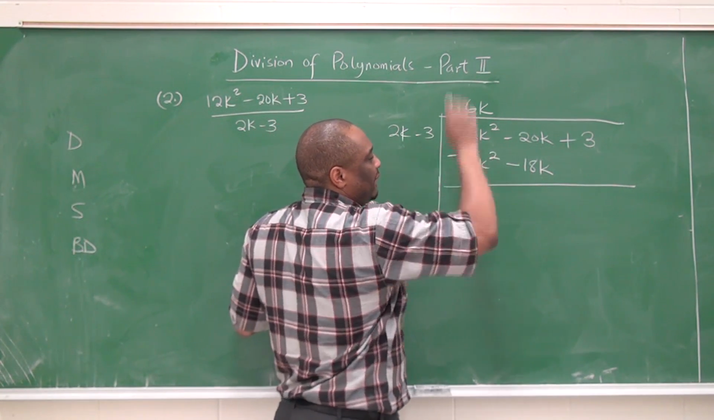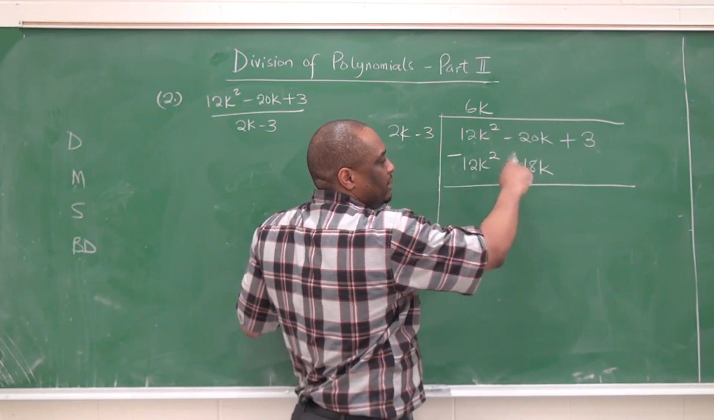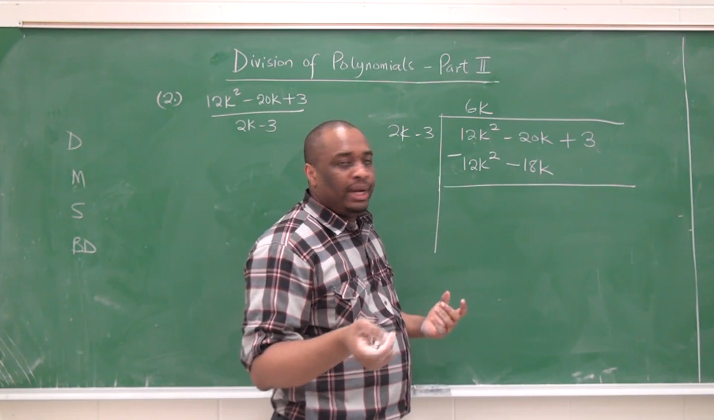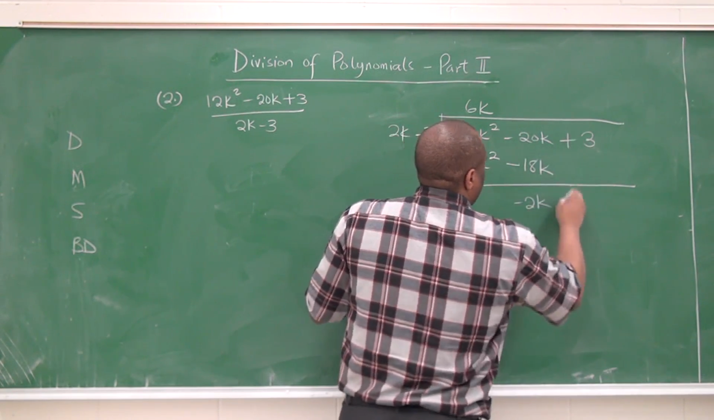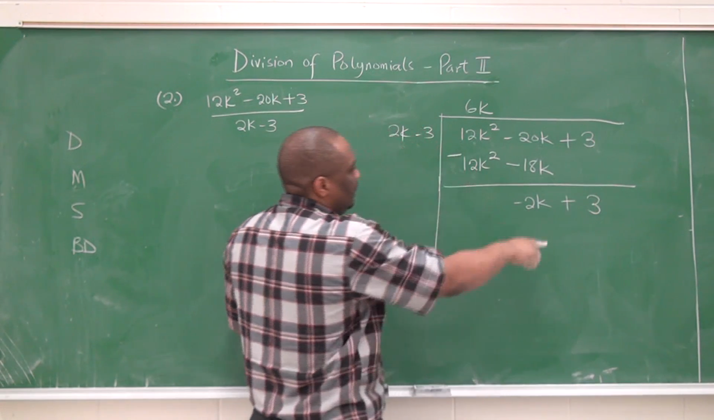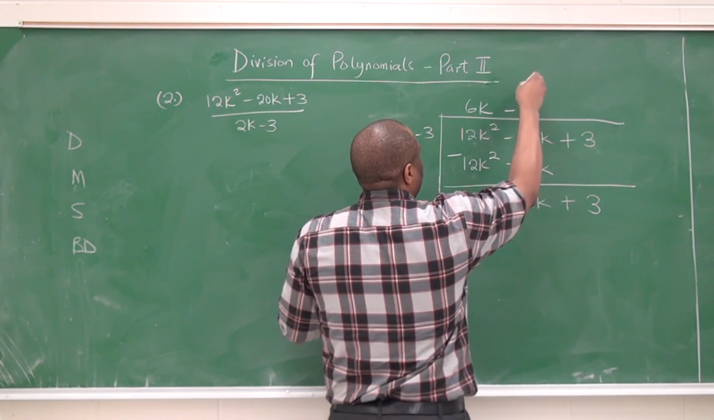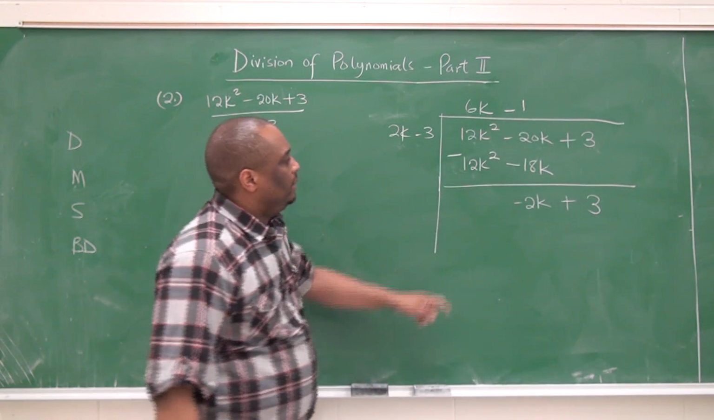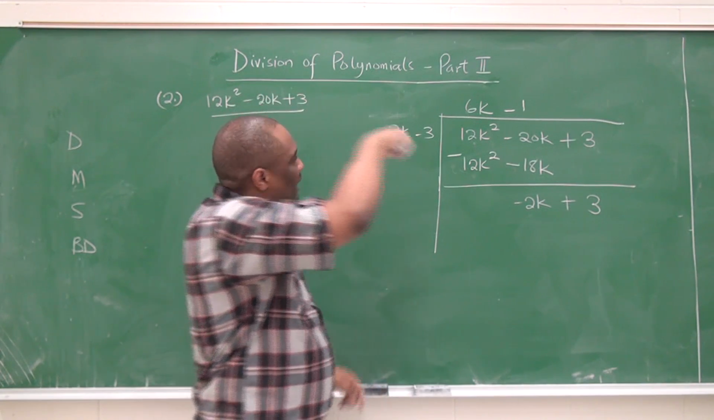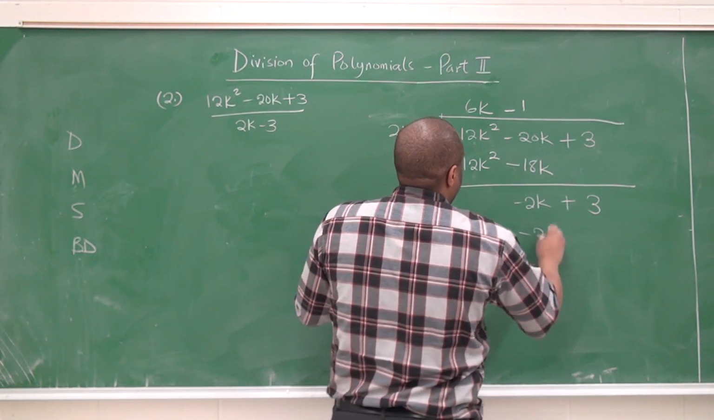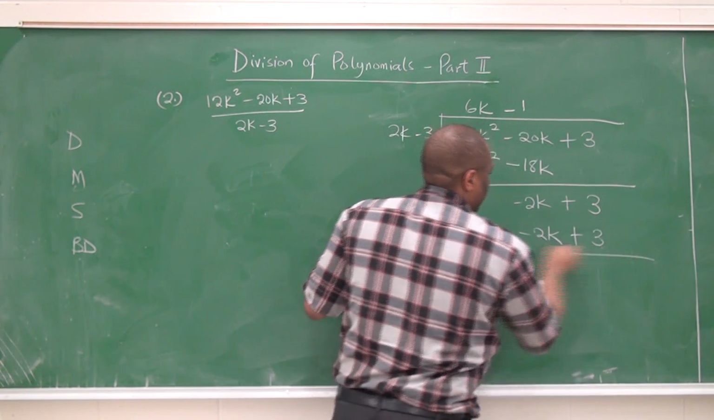12k squared minus 12k squared is 0. It's gone. Negative 20k minus, which is plus. You owe 20, you have 18. That is minus 2k. Then you bring down what? Plus 3. Then what comes next? Negative 2k divided by 2k is negative 1. Negative 1 times 2k is negative 2k. Negative 1 times negative 3 is positive 3.